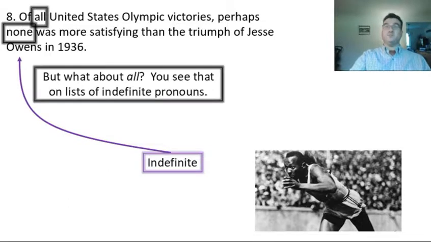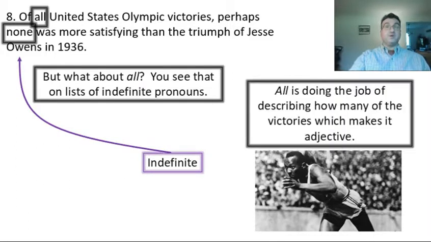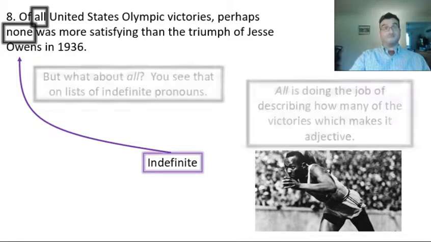What about all? You could see that word on lists of indefinite pronouns. It wasn't one of the nouns, so what's going on there? All is doing the job of describing how many of the United States victories there were, and so that makes it an adjective. It's describing another part of the sentence, victories. So it's an adjective and not a pronoun because it's doing a different job. But in a different place, all could have been a pronoun.